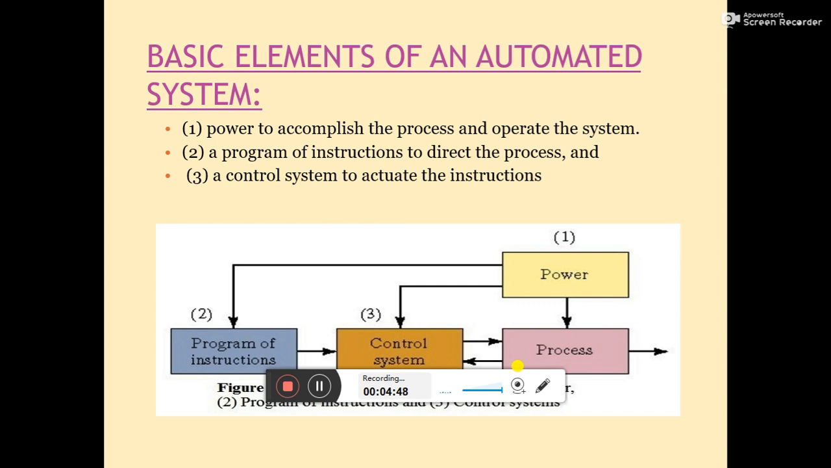So here the major three things we require. The first one is power to accomplish the process. The second one is a program of instructions to direct the process, and the third one is the control system to actuate the instructions.